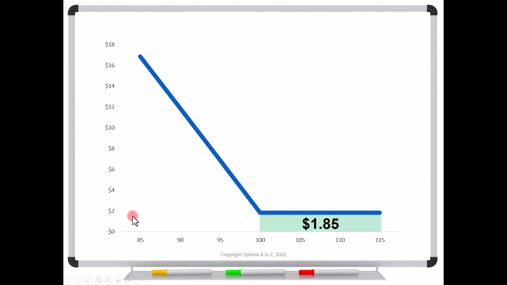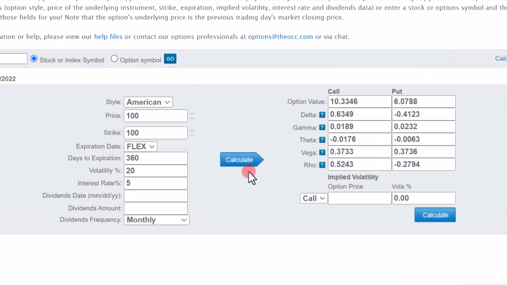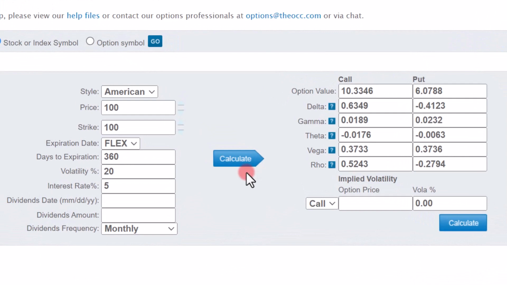So let's go put it to the test. Let's go over to the OIC's website and see if this is really true. Okay, so now we're into the OIC's website. That's the Options Industry Council. Got a nice little pricing model here. We're going to put the stock at 100, strike at 100. This is what we looked at in the example. 360 days to expiration, volatility 20%, and interest rates of 5%.